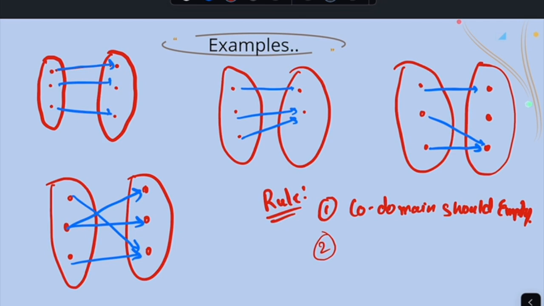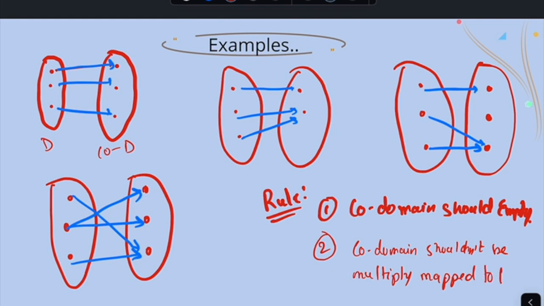So this is the codomain, and this was the domain. Codomain shouldn't be multiply mapped to domain. Keep in mind these two rules and tell me how many of these are functions.